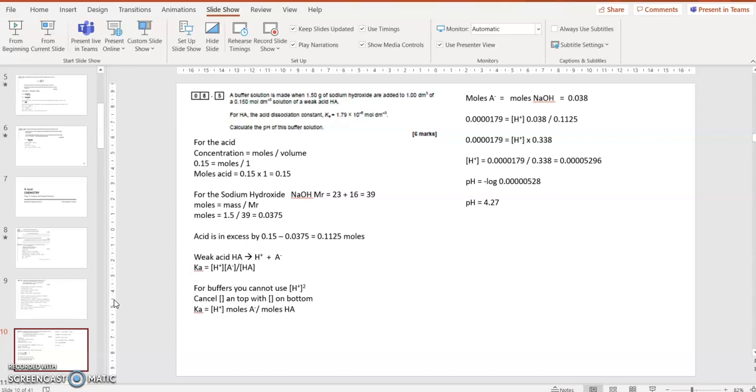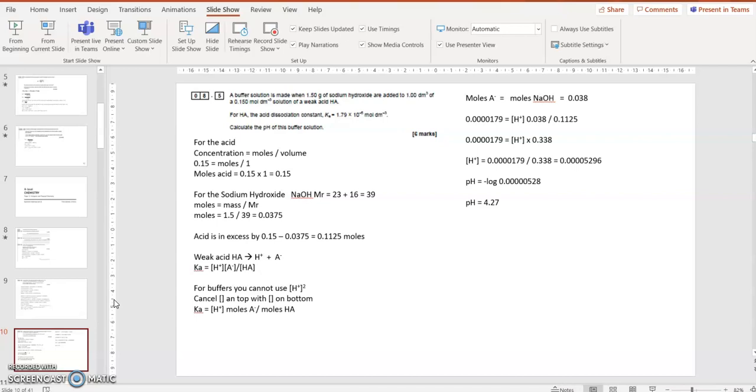For buffers, you can't use H plus squared, because you've added extra A minus to it. You've added some of the salt to it. So you can't use H plus squared. But what you can do is cancel the concentration top and bottom and convert concentrations into moles. So Ka equals H plus concentration multiplied by moles of A minus divided by moles of HA. That's usually a first step in a buffer question.